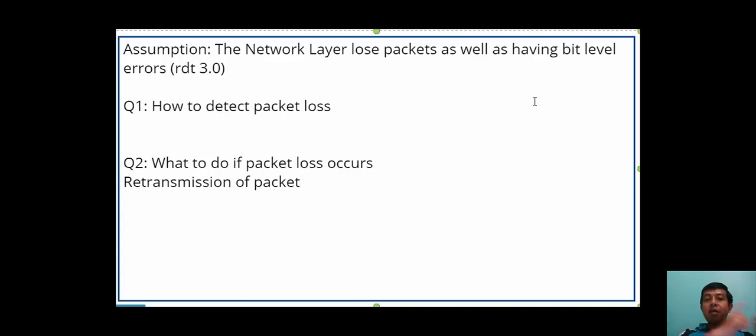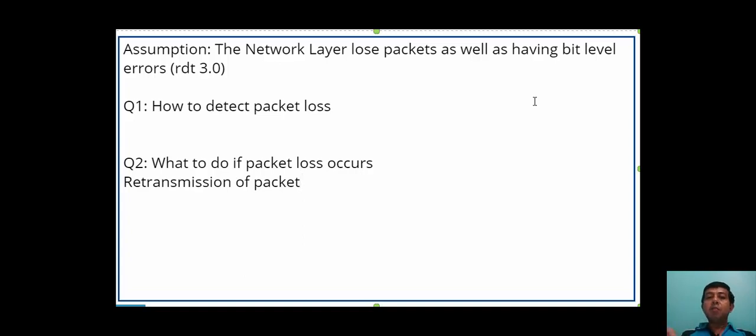Now who will detect? Remember, in the case of errors, it was the duty of the receiver to detect errors. There was a role of the sender also. The sender calculated the checksum and inserted it in the packet. The receiver recalculated this checksum, and if it found a mismatch, then it understood that errors had taken place. So it was the role of the receiver to detect errors in packets. But who will be responsible for detecting packet loss? Remember, again, packet loss is happening in the network.